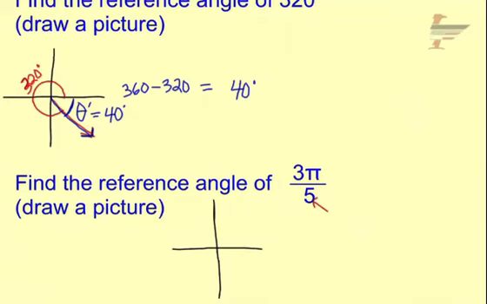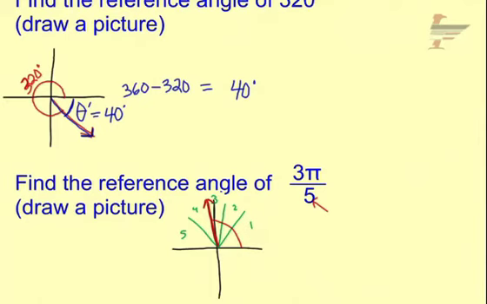So I know I'm going to have like this. Here's my 1, 2, 3, 4, 5 sections of pi. How many of those do we want for our angle? We want 3 of those. So our 3 sections are going to go 1, 2, 3. Here is 3 pi. Now I know my sections are not quite even, so it actually would be a little bit further away from that y-axis. But just to get the general idea, there's 3 pi over 5.